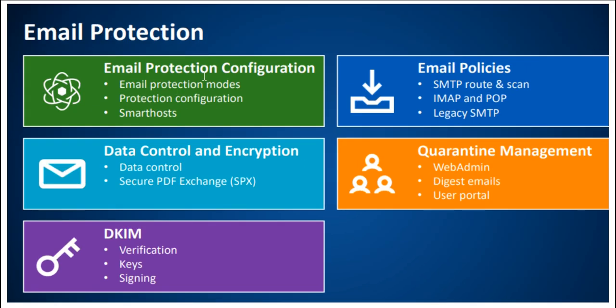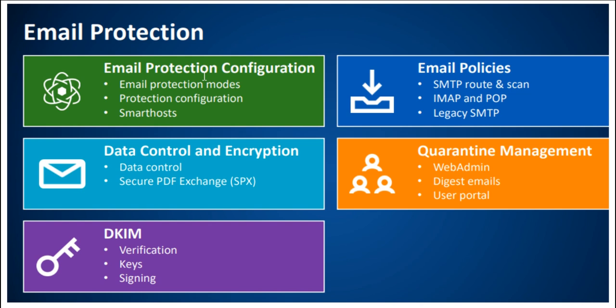We also have another module for email protection, how we can protect your email, and we can scan for any malicious traffic. So we will look into what modes are available on Sophos XG Firewall, mainly MTA mode and the legacy mode. We'll configure and see how we can scan the traffic. We will see the protection configuration and SMTP routing. We also use the default policy for email SMTP route and scan for malware and virus scan, IMAP and POP, and legacy SMTP. We can configure our own policy as per the business requirement.